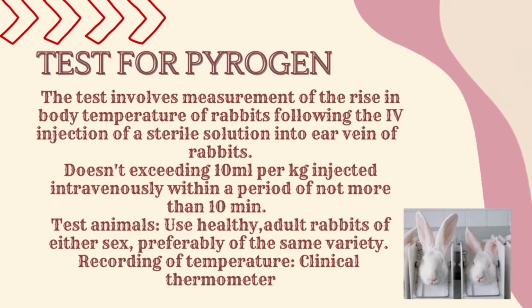Test for pyrogen. The test involves measurement of the rise in body temperature of rabbits following the IV injection of a sterile solution into the ear vein of rabbits, not exceeding 10 ml per kilogram, injected intravenously within a period of not more than 10 minutes. Test animals: use healthy adult rabbits of either sex, preferably of the same variety. Recording of temperature by clinical thermometer.